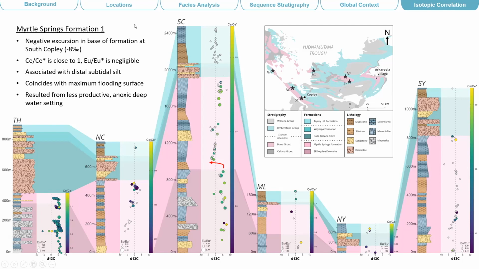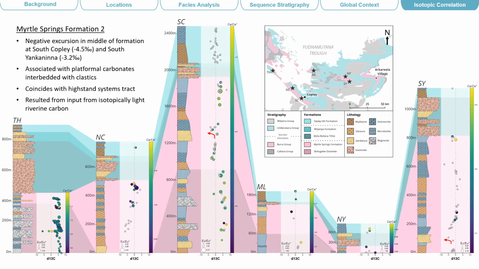These tend to be associated with more distal subtidal silts, and they coincide with the maximum flooding surface. So water level is actually rising. And that sort of fits what we understand for the stratification of the oceans at the time. We did have more anoxic deep waters and oxic shallow waters. So if we do have this deepening event, we're likely to have moved into a more anoxic deep water setting, which would drive our cerium anomaly up, and it would make the environment less productive. And so that might have facilitated this negative excursion.